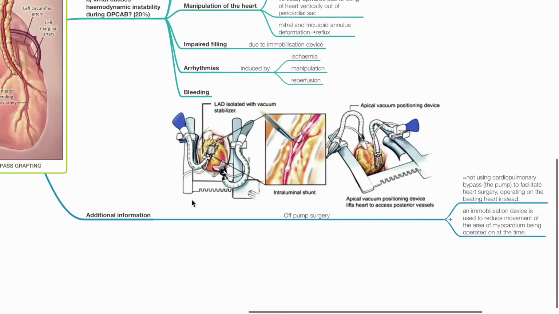Additional information. During off-pump surgery, there is no use of cardiopulmonary bypass to facilitate heart surgery, and the operation is on the beating heart. An immobilization device is used to reduce movement of the area of the myocardium being operated at that time.